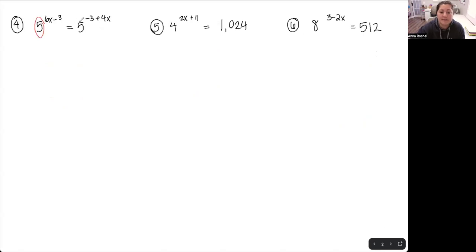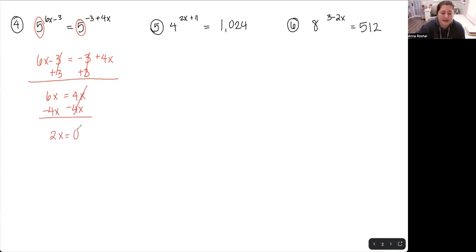Okay, so same base again. We've got 6x minus 3 equals negative 3 plus 4x. I know that I can add 3 to both sides, so that'll cancel both of them. And then I've got 6x is 4x. I'm going to subtract 4x from both sides. That'll cancel. I'll end up with 2x is 0, and then divide by 2, x is 0. So this is not a no solution kind of problem. This is actually a solution problem.